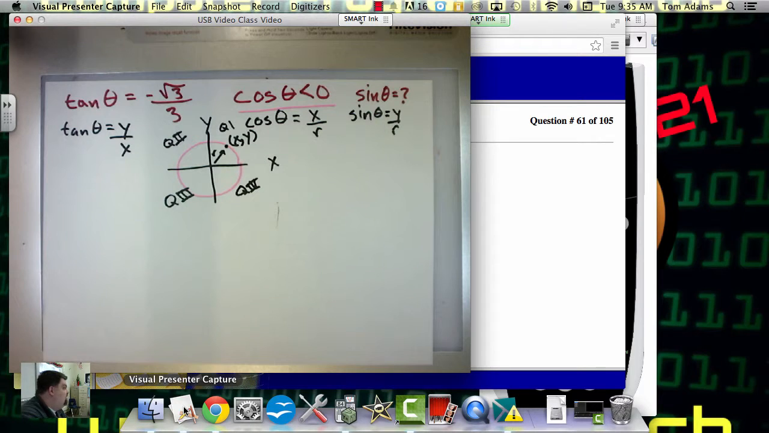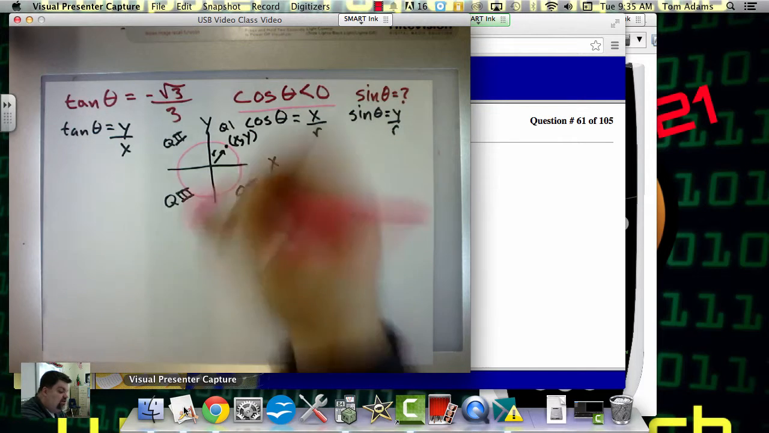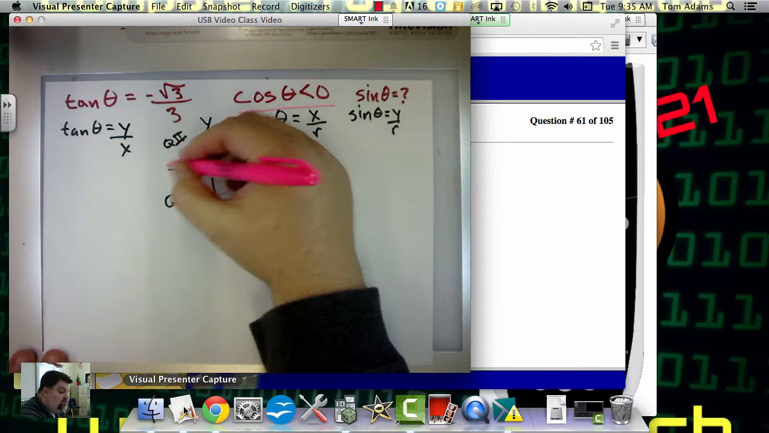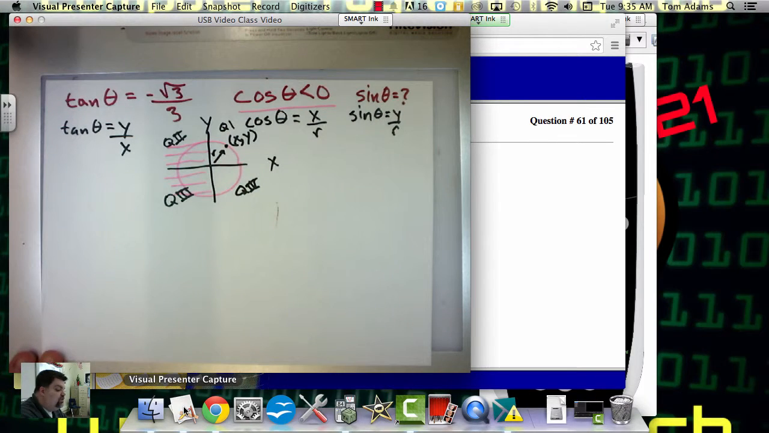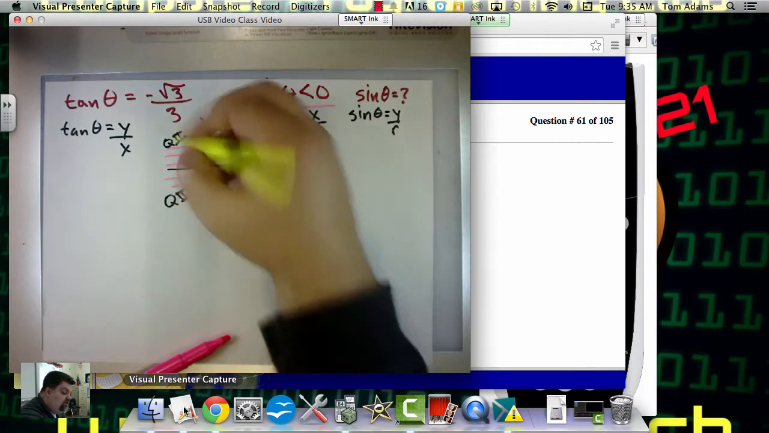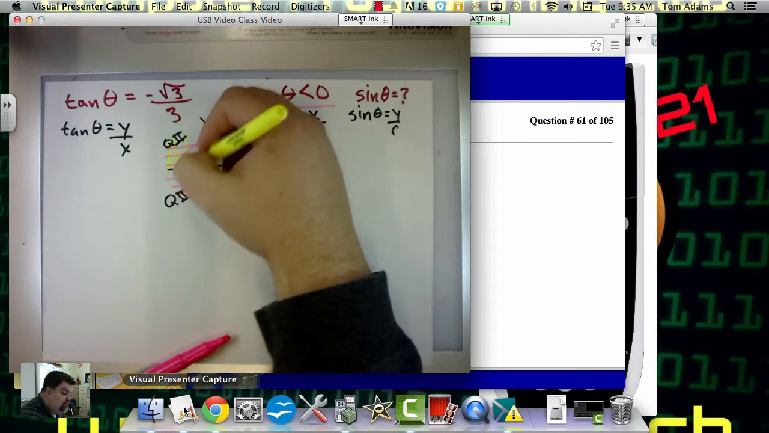where is cosine negative? Well, cosine is negative wherever x is negative. So it could be quadrant 2, and it could be quadrant 3. That's where cosine could be negative. Now tangent also is negative. And we said on our last problem, where does that happen? In quadrant 2. So this is going to live in quadrant 2.